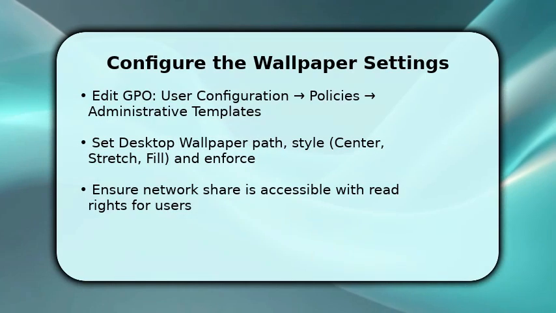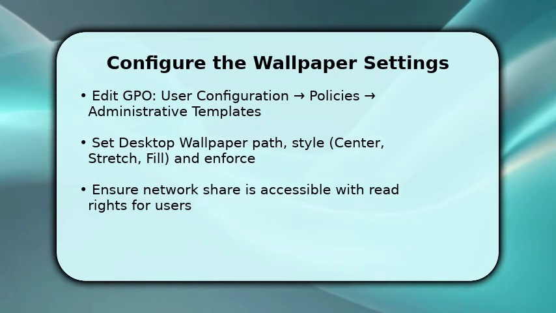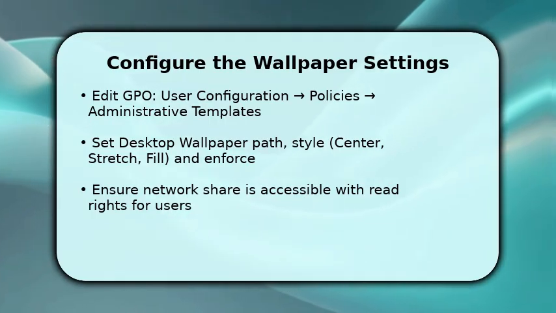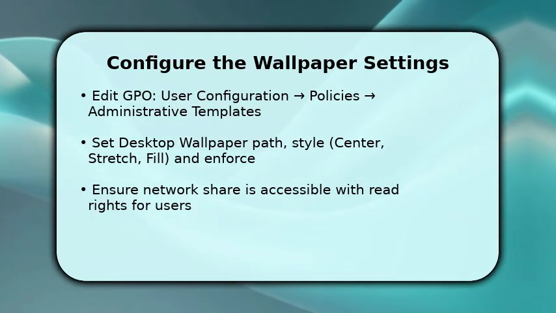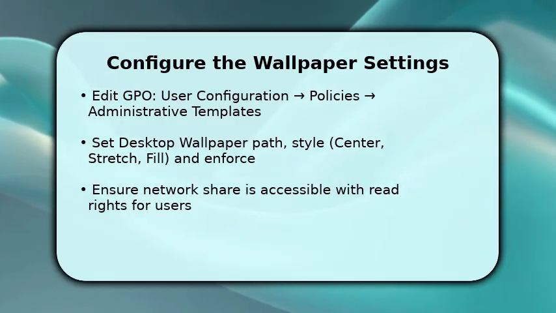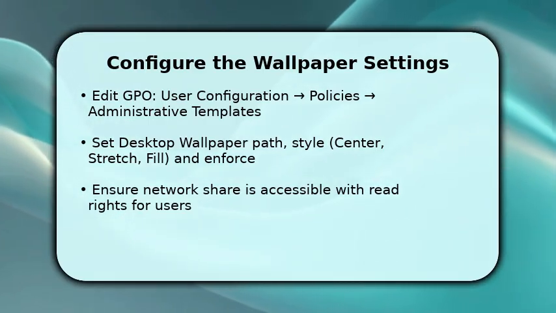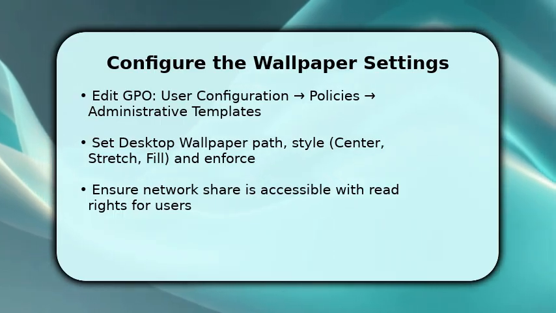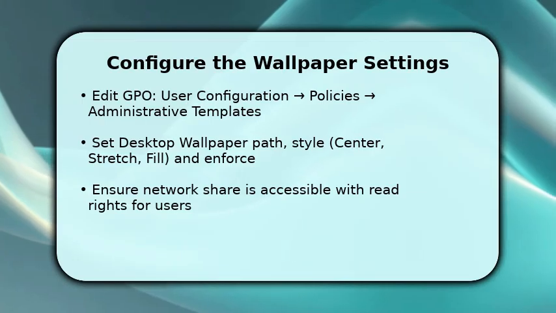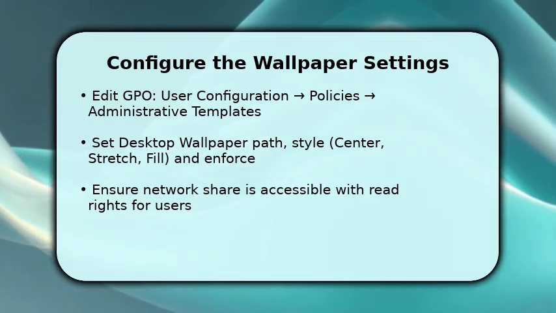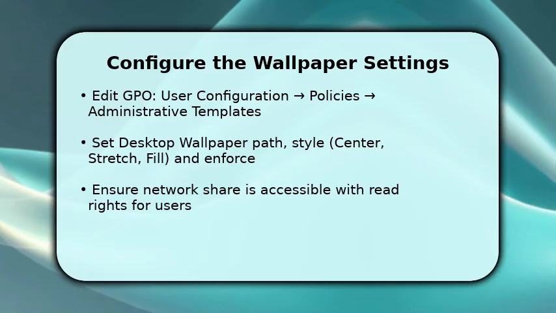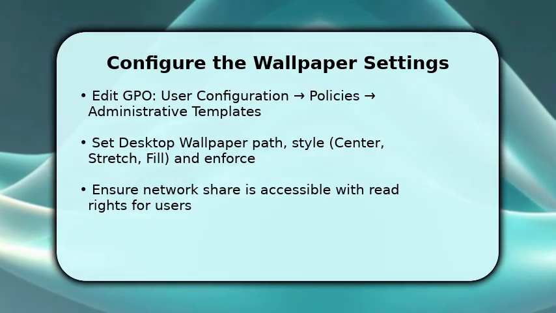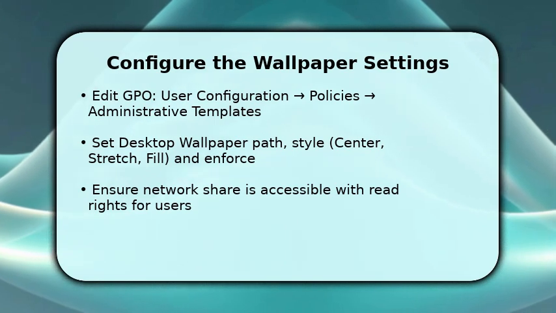You edit the newly created GPO and navigate to User Configuration, right arrow Policies, right arrow Administrative Templates, right arrow Desktop, right arrow Desktop. Then open the Desktop Wallpaper setting and enter the UNC path to the image. Select the wallpaper style such as Fill or Stretch, and set the policy to Enabled. Make sure the image resides on a stable file share and grant authenticated users read permission so machines can retrieve it. Once done, close the editor and prepare to link and apply the GPO.